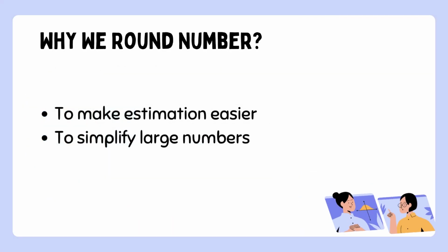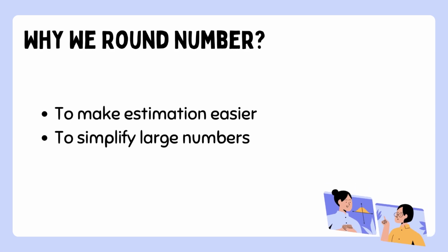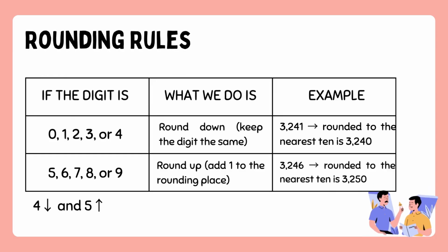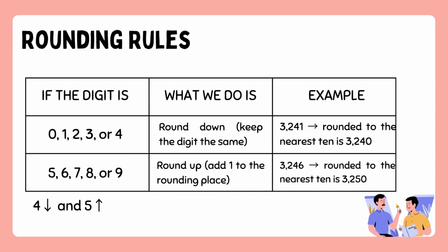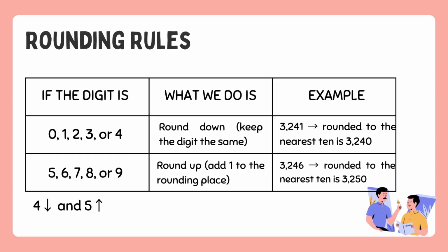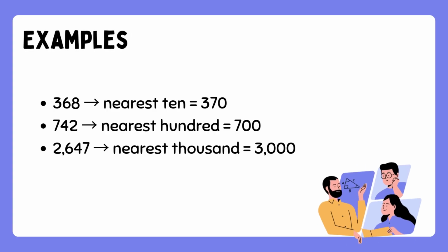Rounding makes numbers simpler and easier to work with, especially when exact values are not needed. To round a number, look at the digit to the right of the place value you're rounding to. If it's 5 or more, round up. If less than 5, round down. Here, 368 becomes 370 when rounded to tens.